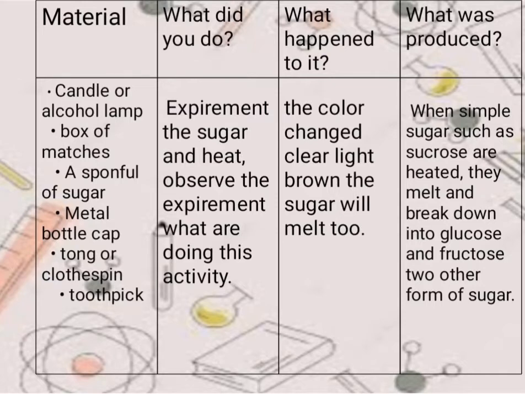What happened to it? The color changed to light brown. The sugar will melt too. What was produced? When simple sugars such as sucrose are heated, they melt and break down into glucose and fructose, two other forms of sugar.